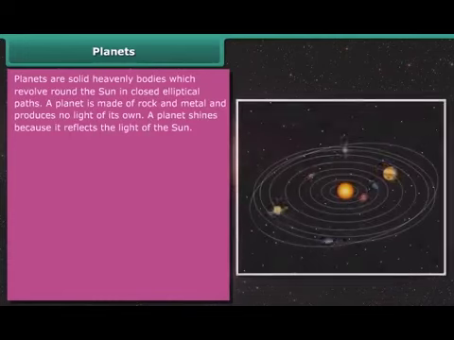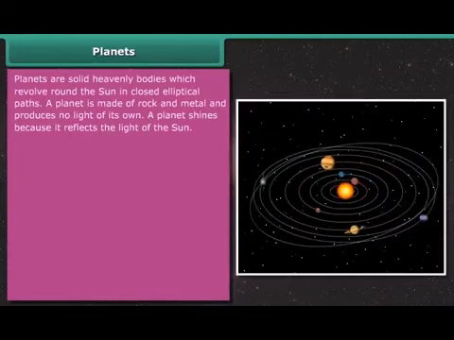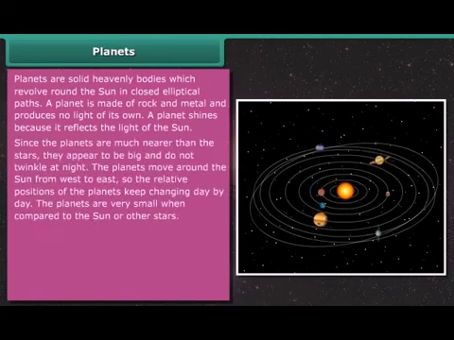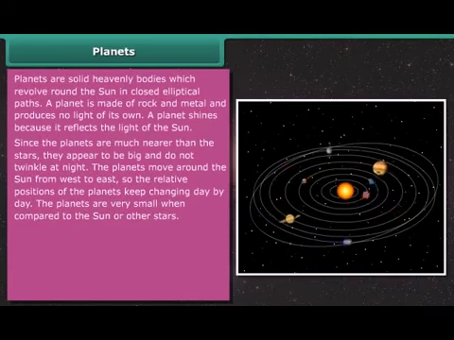Planets. Planets are solid heavenly bodies which revolve around the Sun in closed elliptical paths. A planet is made of rock and metal and produces no light of its own. A planet shines because it reflects the light of the Sun. Since the planets are much nearer than the stars, they appear to be big and do not twinkle at night. The planets move around the Sun from west to east, so the relative positions of the planets keep changing day by day. The planets are very small when compared to the Sun or other stars.